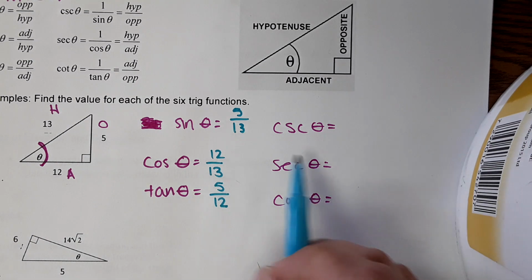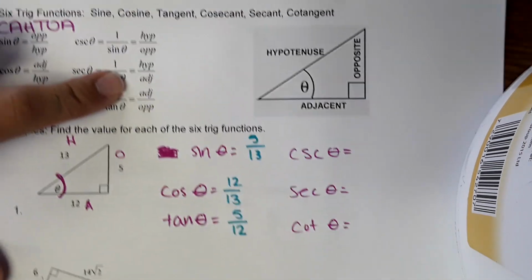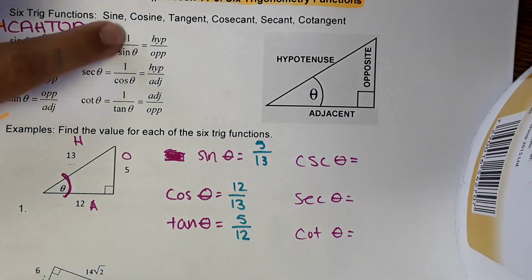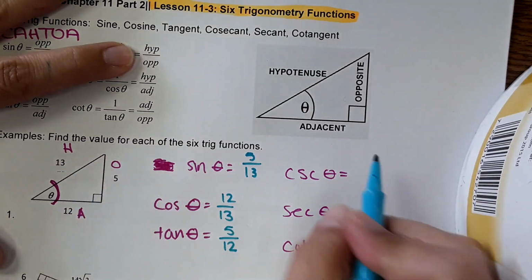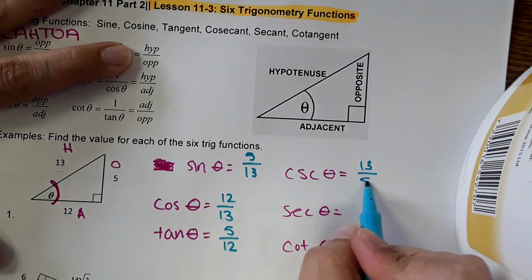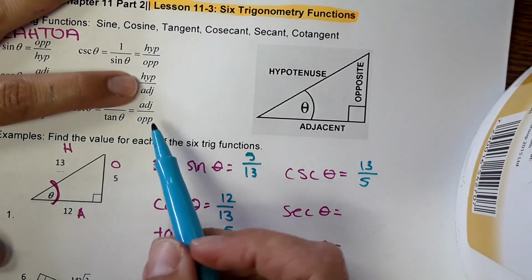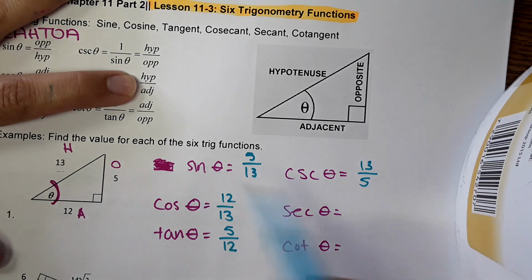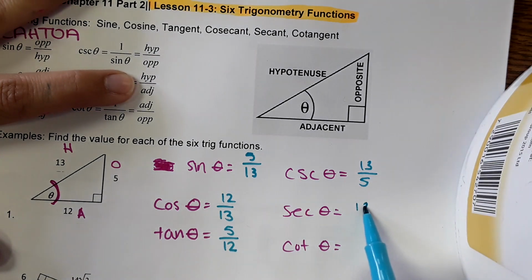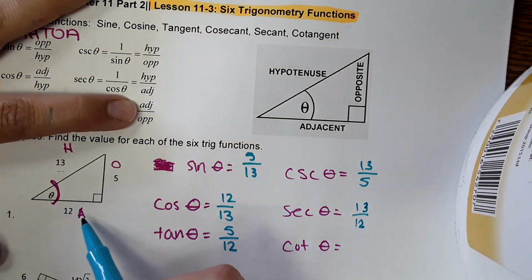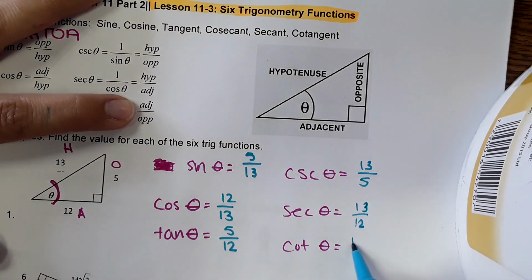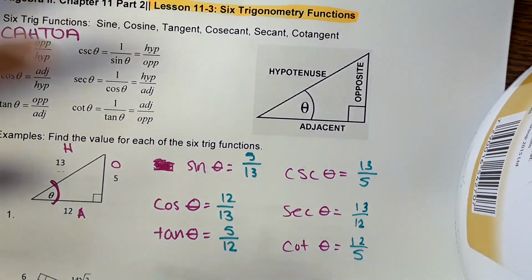Okay, and then for cosecant, secant, and cotangent, the ratios are right here. So hypotenuse over opposite would be 13 over 5. Secant would be hypotenuse over adjacent, so 13 over 12. And then cotangent, adjacent over opposite would be 12 over 5.